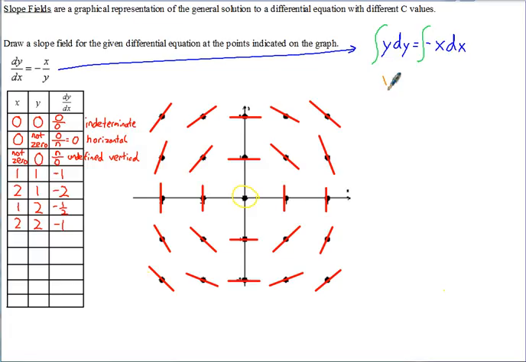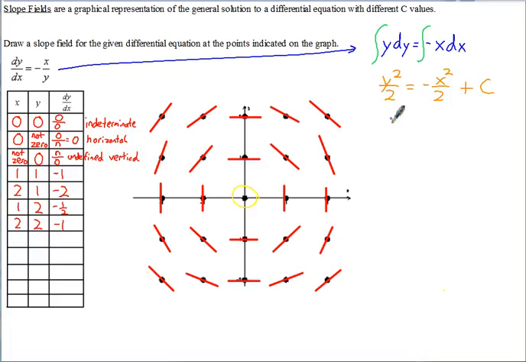And now I give you y squared over 2 equals negative x squared over 2 plus c. And this one we don't have a specific point we know it goes through, so we won't be able to figure out the constant. What you can do though is, normally you'd solve for y, but to show you why we got this slope field, I'm going to do something a little different.